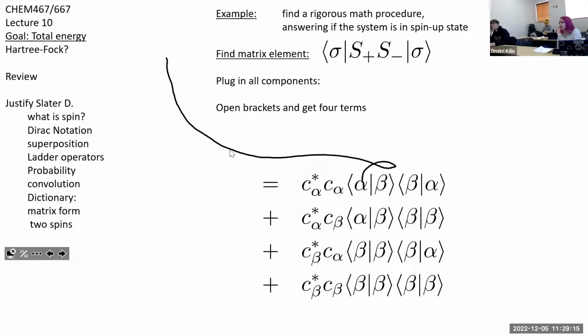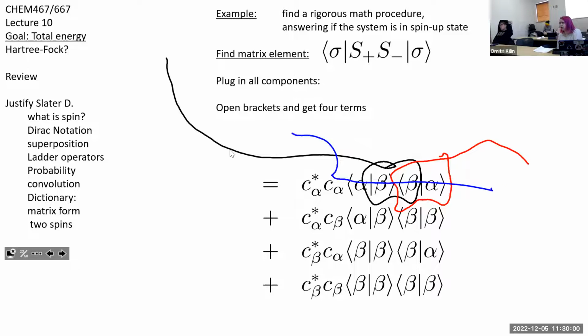So S plus S minus is a projector. It takes beta and creates beta again, right? So I'm placing it there instead of S plus S minus. Now I'm going to look at the braket here, which expresses orthogonality. If we overlap two basis functions that do not coincide, what will it be? Zero. So this term will be zero. At least one of these convolutions is zero.